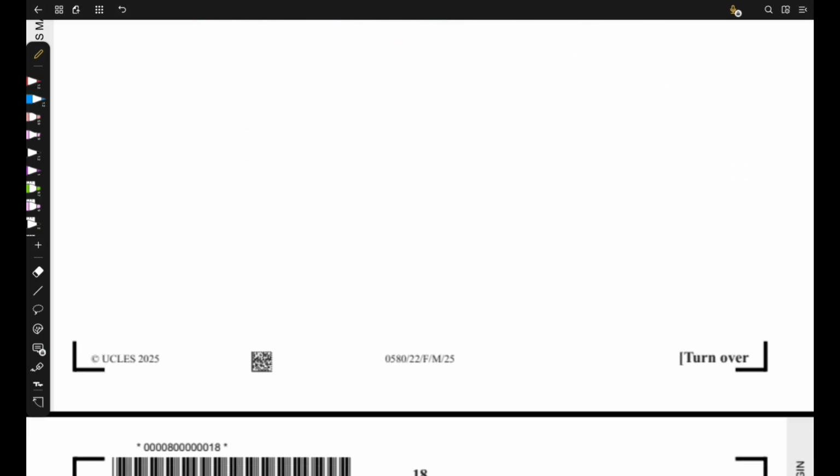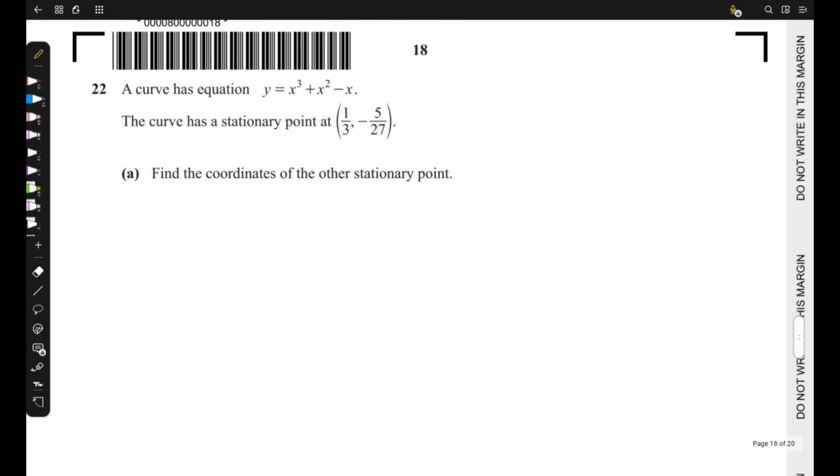Moving on. Question number 22. We have a curve. A curve has equation y equals x cubed plus x squared minus x. The curve has a stationary point at (1/3, -5/27)... the stationary points are given as 1, 3 and minus 5, 27. Find the coordinates of the other stationary points.